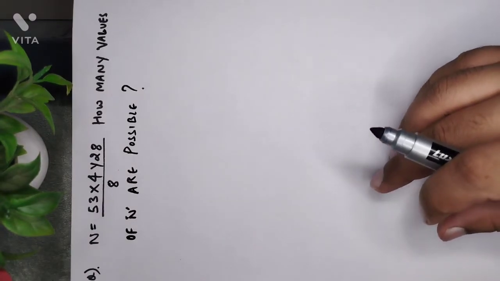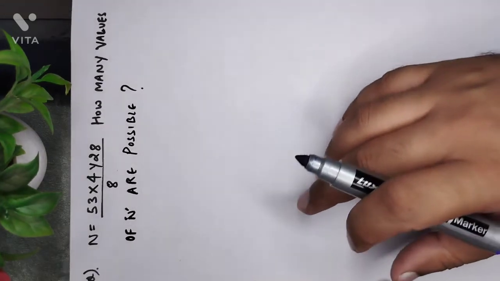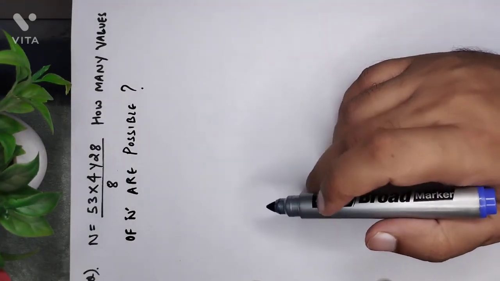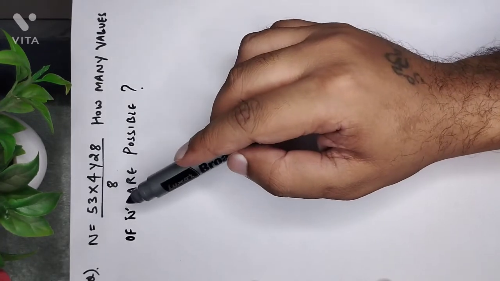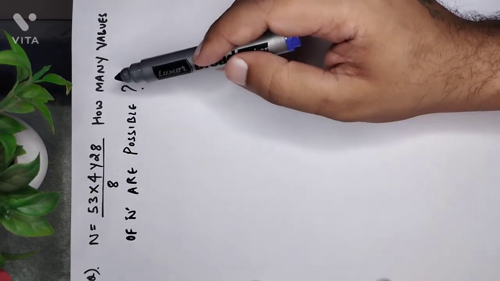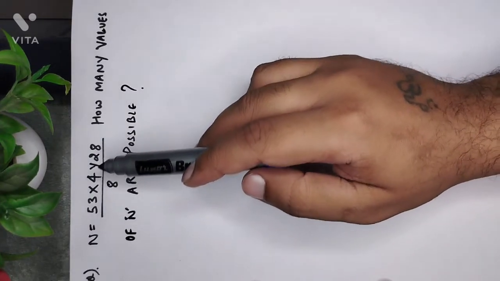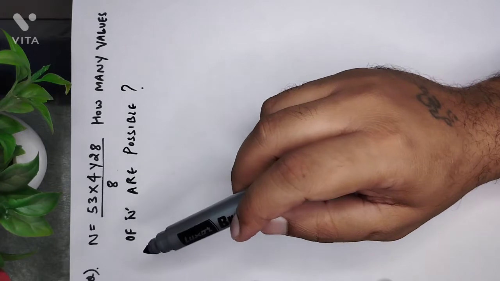Now let us see another question. The question is: n equals 53x4y28 is divisible by 8. That is, this number is exactly divisible by 8. We have to find how many values of n are possible. Like how many such numbers can be made which are divisible by 8.